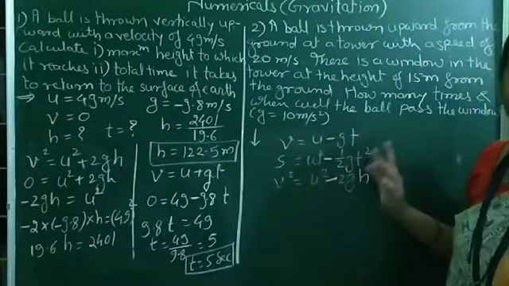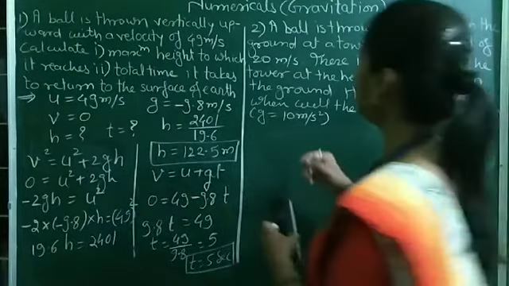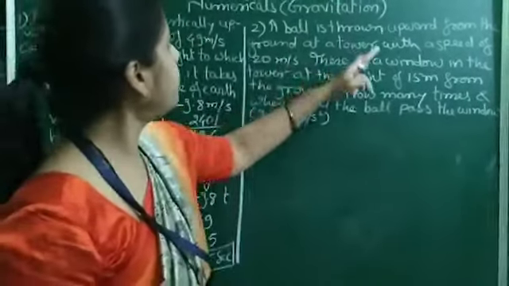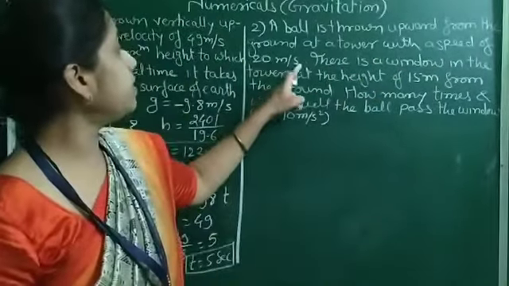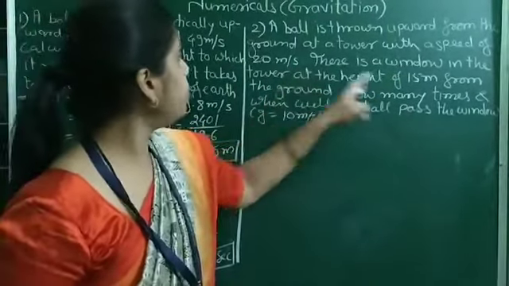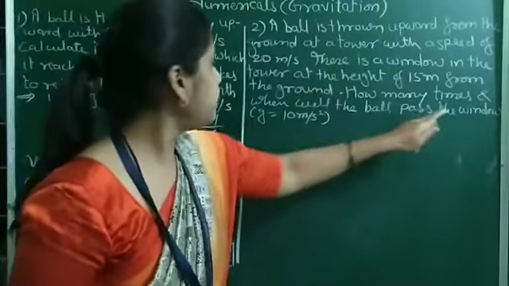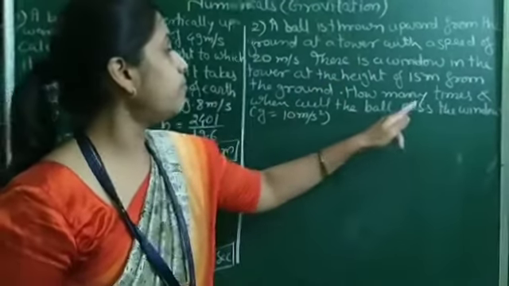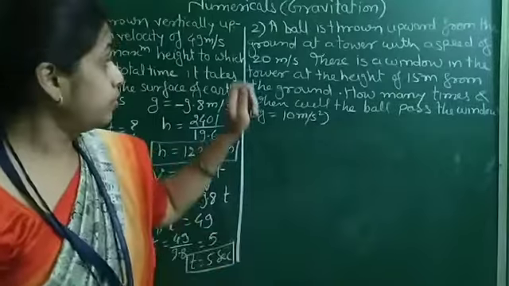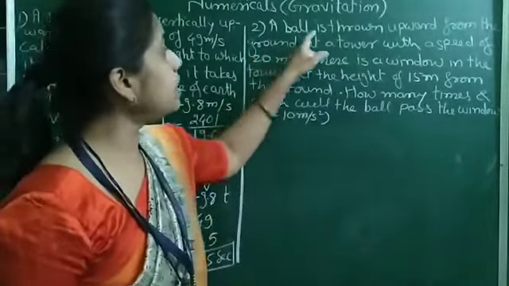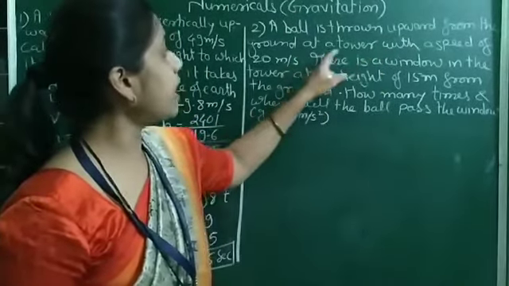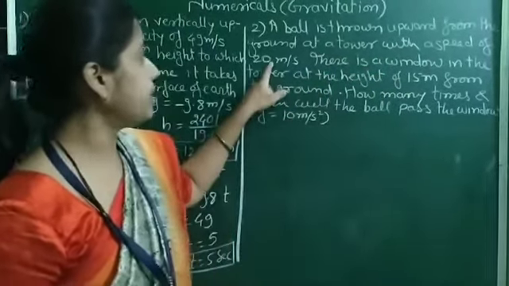Now the next question will be: a ball is thrown upward from the ground at a tower with a speed of 20 meters per second. There is a window in the tower at a height of 15 meters from the ground. How many times and when will the ball pass the window? Now, first we will see what is given and what is asked. A ball is thrown upward from the ground at a tower with a speed of 20 meters per second.